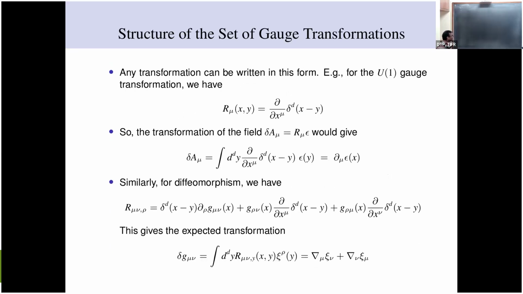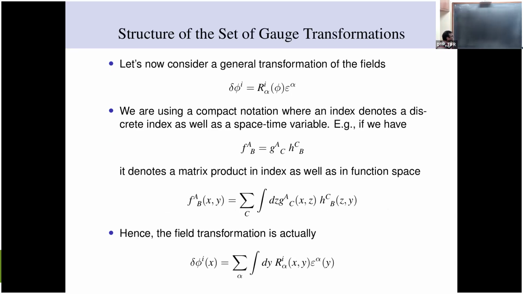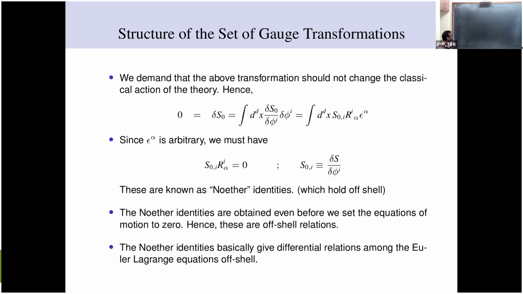So now, since we are claiming that this transformation keeps our theory invariant, we demand that this transformation should not change the classical action of the theory. If you vary this action, suppose S naught is your action, the variation would be delta S0 by delta phi I times delta phi I, and let's denote del S0 by del phi I by the notation S0 comma I. So the comma denotes the derivative.